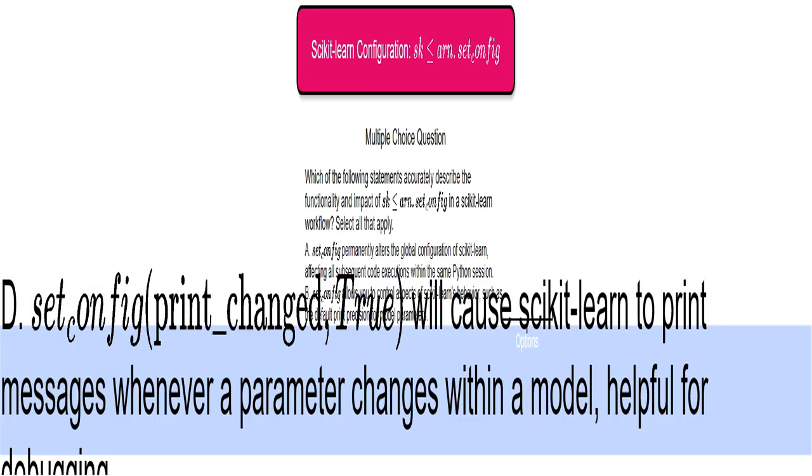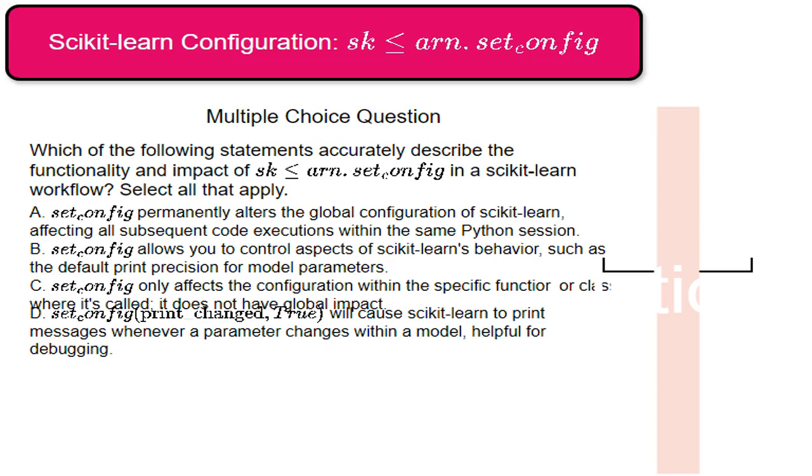Option D describes a specific use of set_config, setting print_changed to true for debugging purposes. This means scikit-learn will output messages whenever model parameters change. Is this a valid use case for set_config? This is a simple label indicating that the preceding lines list the answer options for the multiple choice question.